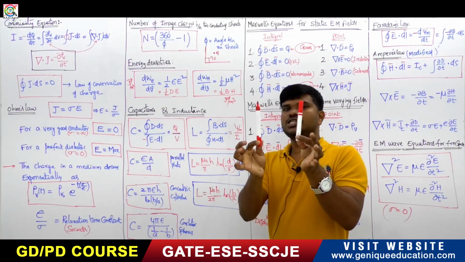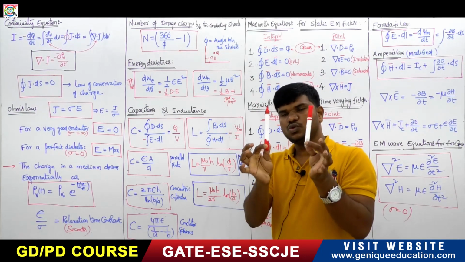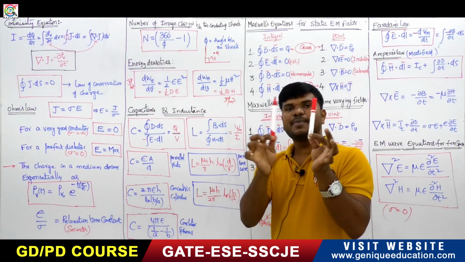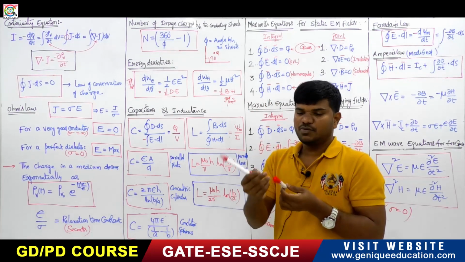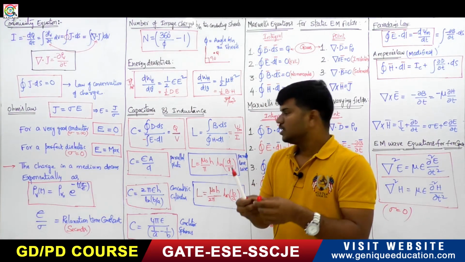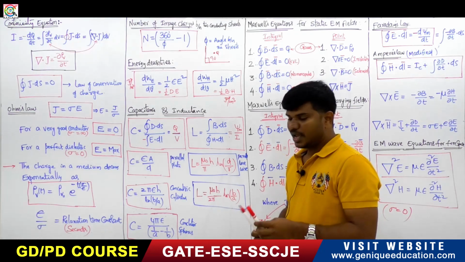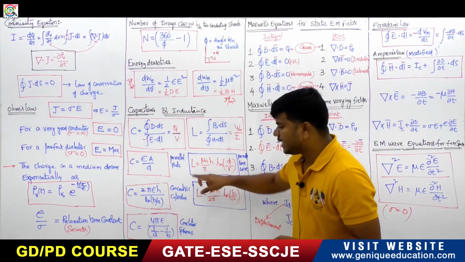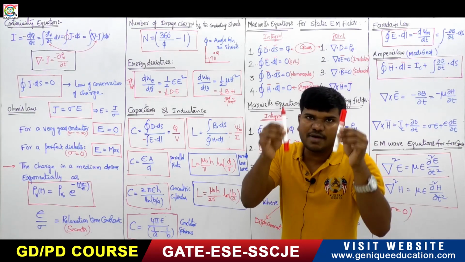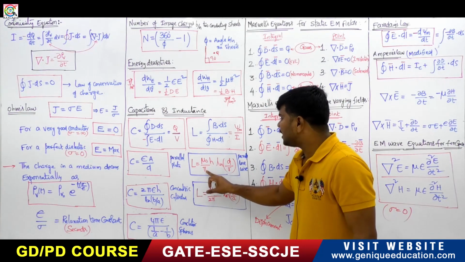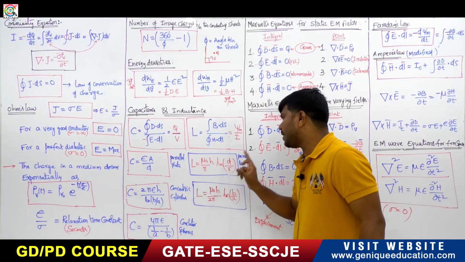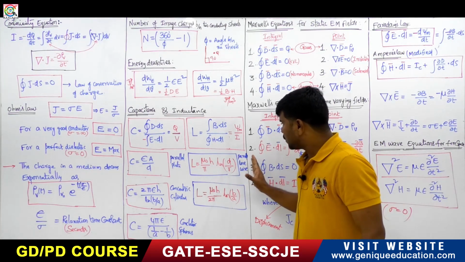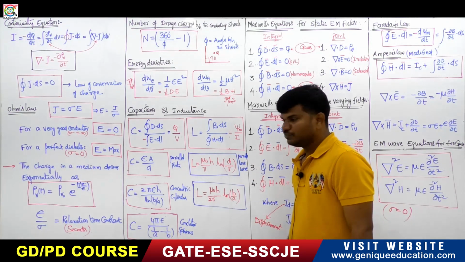Let us suppose these two wires are separated by distance d, and each wire has a radius small r, and each wire has a length h. Then the inductance formed by this parallel line wire can be written as mu naught divided by pi into h ln of d by r. So this is the inductance for the parallel line wire.